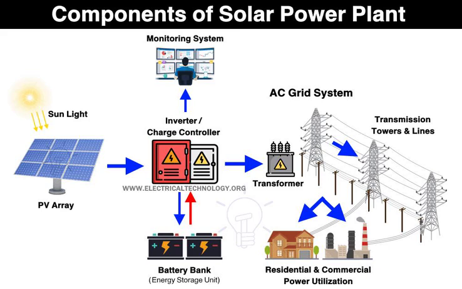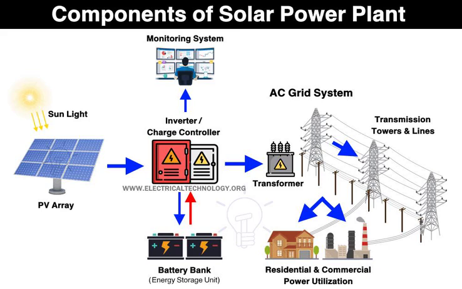Grid connection. The AC electricity is then transmitted to the grid through transformers and power lines. At this stage, the electricity generated by the solar power plant is mixed with the electricity from other sources on the grid. Power distribution. From the grid connection point, the electricity flows through power lines to homes, businesses, and industries, where it can be used to power various electrical devices and systems.